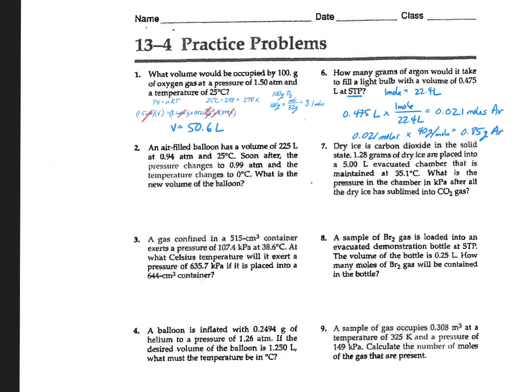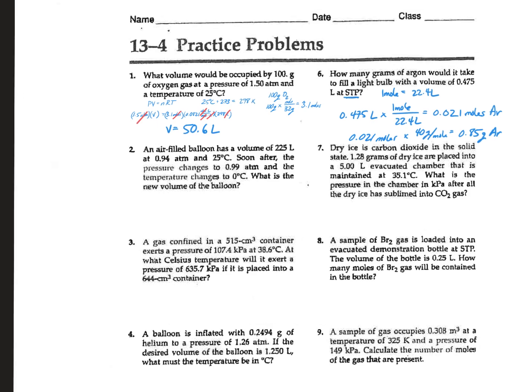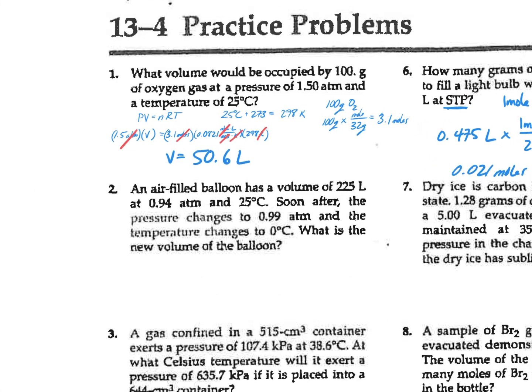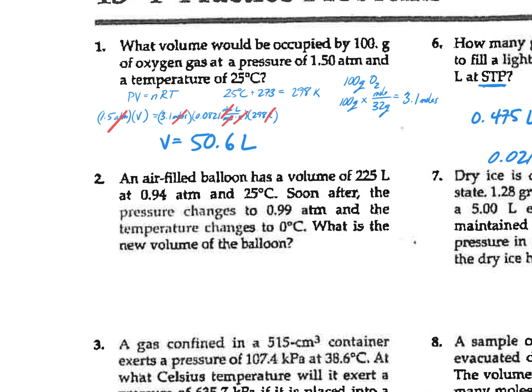Why don't we take a look at number 2 on this worksheet? I want to point some things out about number 2 before we jump into this. All right, so let's just read through this. We've got an air-filled balloon. It's got a volume of 225 liters. We're at a pressure of 0.94 atmospheres, and we're at 25 degrees Celsius. Soon after, the pressure changes to this. The temperature changes to that. What is the new volume?